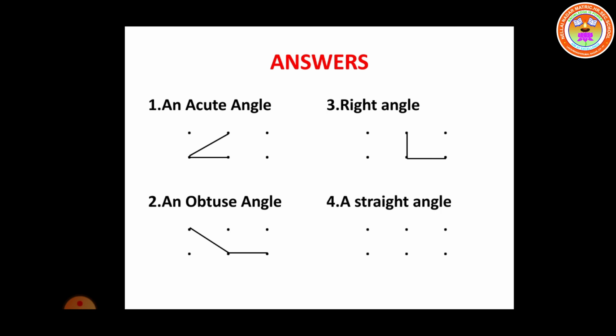Fourth one, a straight angle. See, only one ray. At the middle we have one more point. You consider that point as vertex. So in that we have the angle is 180 degree. 180 degree is named as straight angle. Let us move to the next question.